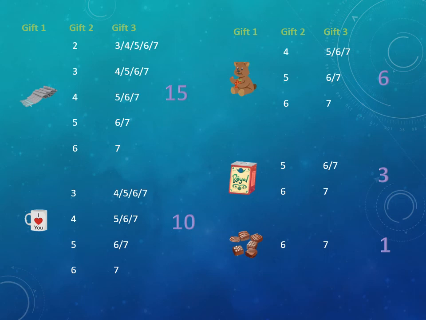For our third set, we've excluded the scarf and the mug, and we are starting with the stuffed bear as our first gift, and we have 6 combinations. For our fourth set, we've excluded the first 3 objects, and then we look at what's left. And for our last set, we've excluded the first 4 objects, so we're just looking at 5, 6, and 7. So there's only one combination that we can get here. So 15 plus 10 plus 6 plus 3 plus 1 gives us 35. These are the total number of combinations and the different combinations that we can get.